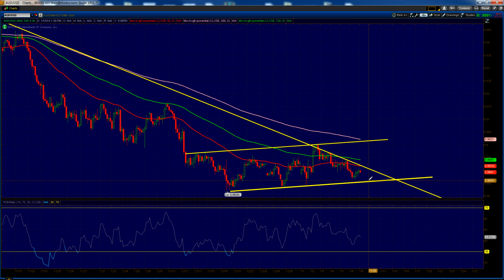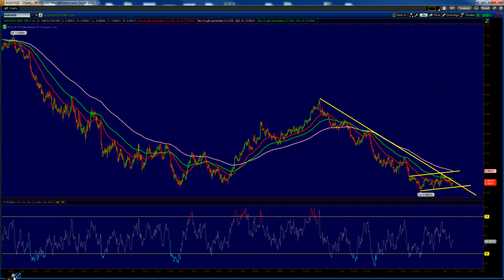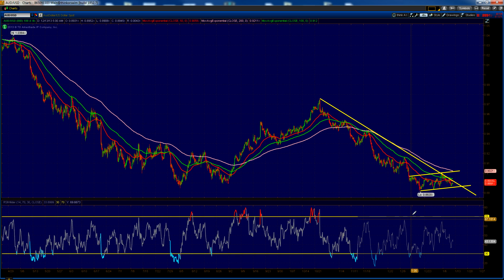So right now it's about 88.60. Next major resistance above that is going to be this topside flag, whatever you want to call it, at basically 90. So that's my short term. Pressure remains on Aussie.